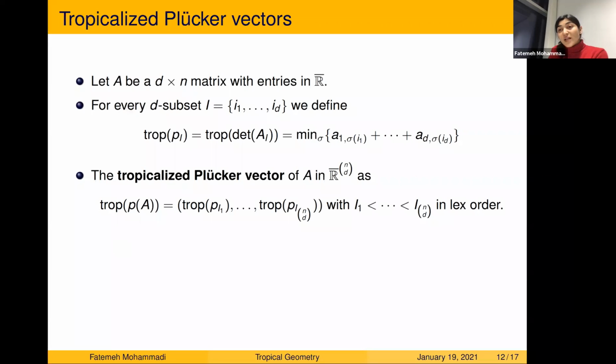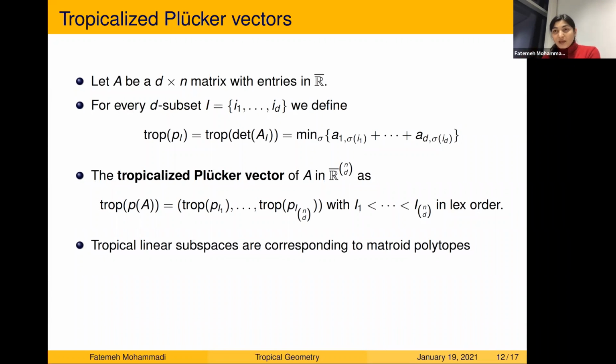But actually the computation of the tropicalized Grassmannian and the tropicalized Plücker vectors is not easy. So it's only done for Grassmannian 2,n, Grassmannian 3,6, 3,7, and even Grassmannian 3,8 is not complete. There are a lot of active researchers working in this area, but it's not really easy computationally to find, or even to verify, points in the tropicalization of Grassmannians.